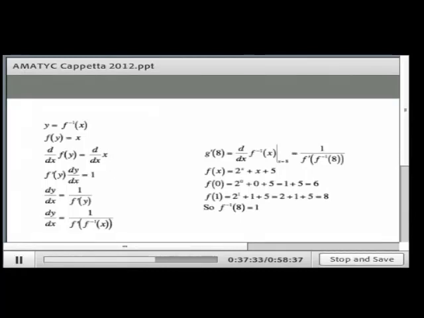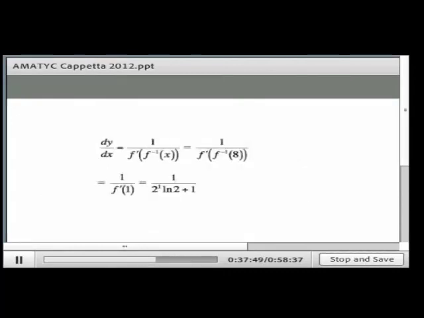Replacing that with 8, I need to see what f inverse of 8 is. Finding f inverse of 8 is not easy, but it just so happens with guess and check, f of 1 is 8, so f inverse of 8 is 1. So my answer will be 1 over f prime of 1, which is relatively easy to do: 1 over 2 log 2 plus 1. So a non-traditional question, connecting it to the implicit derivatives, and then developing it from that perspective gives them a strategy they can use to solve that problem.